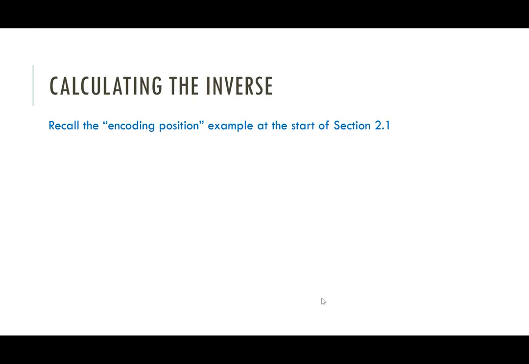Let's recall this encoding position example from the start of section 2.1, where you've got a ship leaving Marseille, and its coordinates are x1, x2, and they send an encoded coordinate system y1, y2. The encoding was: take x1 and x2, multiply by a matrix, and then you get this output y1 and y2. To decode it, the idea was you use elimination and solve for x1 and x2.